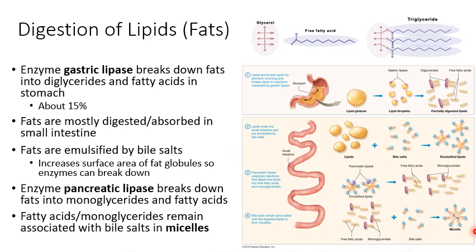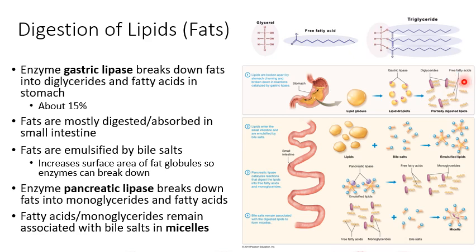So in this diagram, it's showing all those stages. In the stomach, you have still large globules of lipids, of fats. They are going to be broken up somewhat by the churning of the stomach, and then you're going to have the enzyme gastric lipase come and break some of those fats into diglycerides and free fatty acids. These little purple pill things are the glycerol, and the little squiggles coming off are the fatty acids. So that's a diglyceride and a free fatty acid.